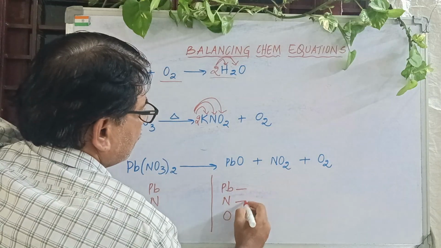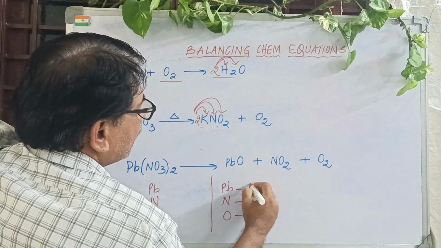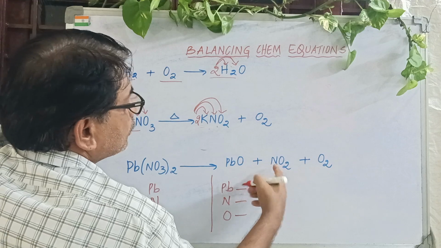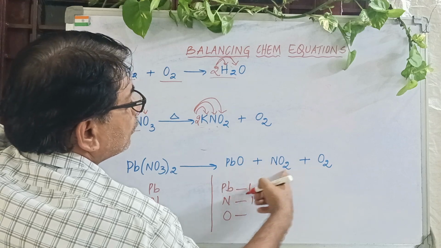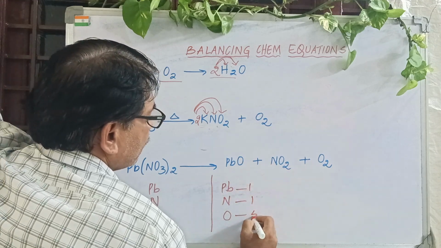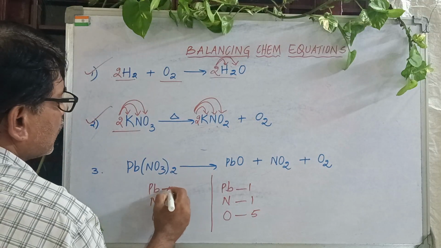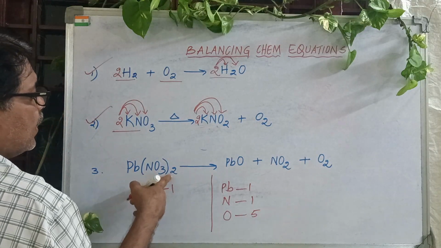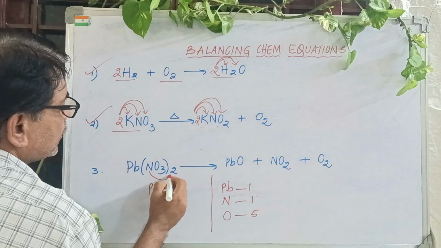Now we'll check it out. Pb, how many are there? 1 here, 1. Nitrogens are how many? 1. Oxygens are how many? 2 plus 2, 4 plus 1, 5. 5 oxygens. This side, Pbs are how many? 1. N's are taken twice. Remember this one, it is taken twice.